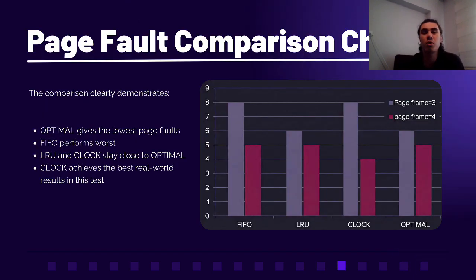Now moving on to the comparison section. If we look at the chart, the result gives us a very clear picture. As expected, the optimal algorithm on the far right side of the chart results in the lowest number of page faults. However, look at the FIFO on the left side of the chart. It clearly performs the worst, showing the highest number of faults. The interesting part is in the middle section: both LRU and clock algorithms perform very efficiently, staying quite close to the optimal line. This shows us that in real world scenarios, we can achieve near optimal performance without knowing the future.